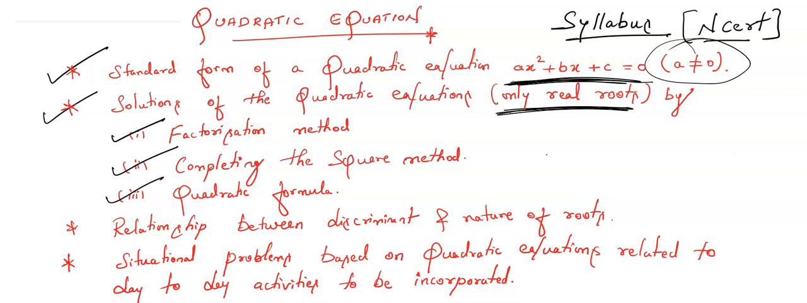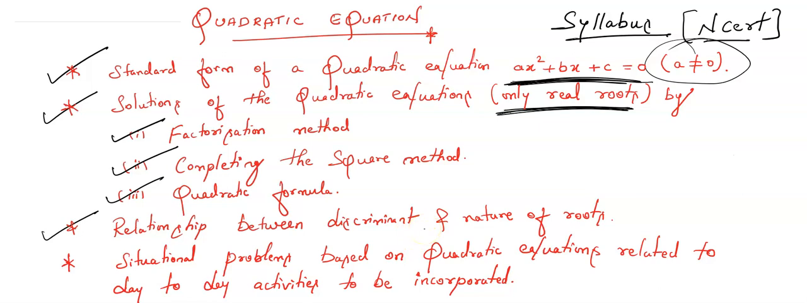And also we will let you know which topics you need to study and which topic you don't need to study. Quadratic formula. And the third case in the syllabus is the relationship between discriminant and nature of the roots. Again, what they have given? Relationship between discriminant and nature of the roots.